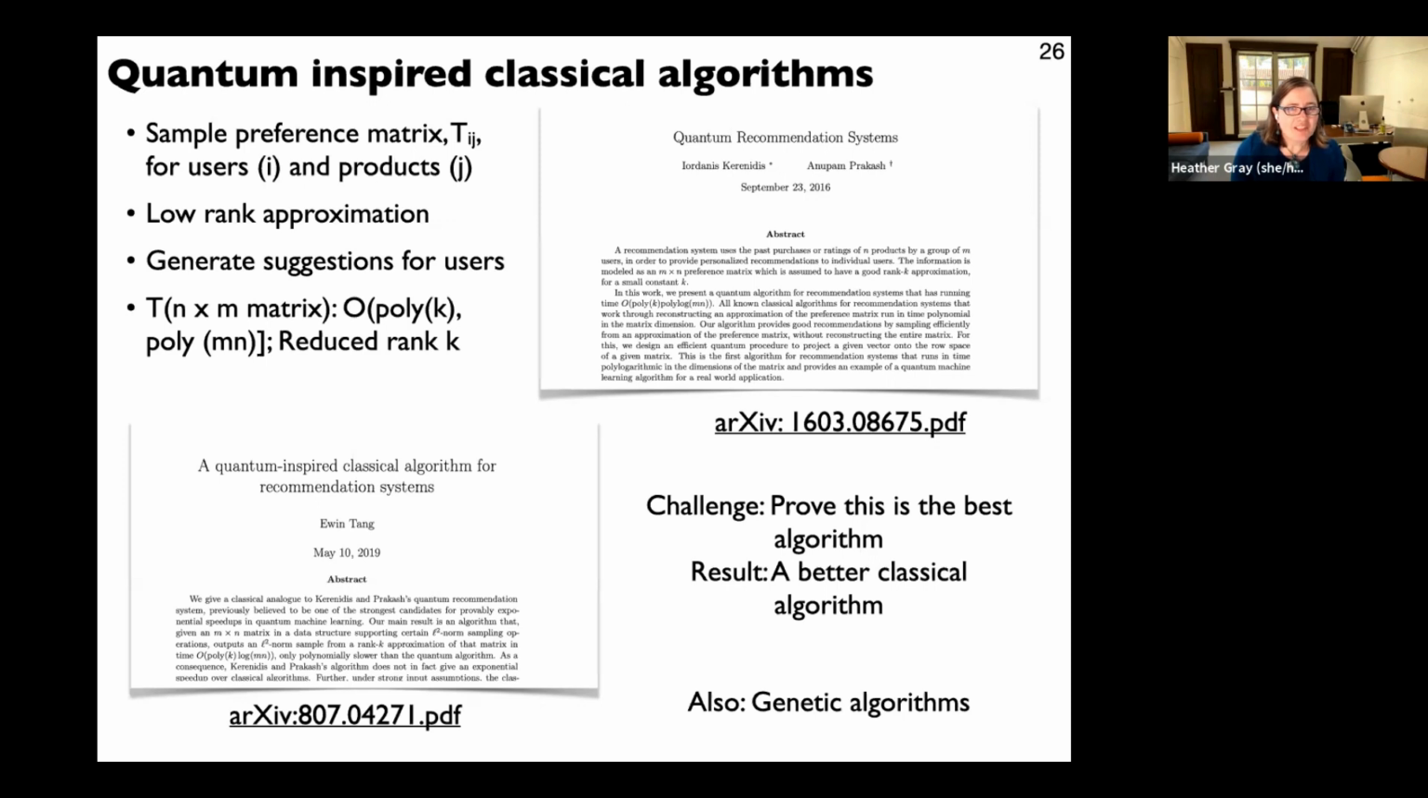However, the challenge was to prove it was actually the best algorithm to do it. And so someone set out to do that. The actual result was they ended up with a better classical algorithm, which is what you can see here in the paper on the bottom left. So sometimes trying to solve quantum problems may not necessarily find you better quantum algorithms. It may end up improving your classical algorithms.